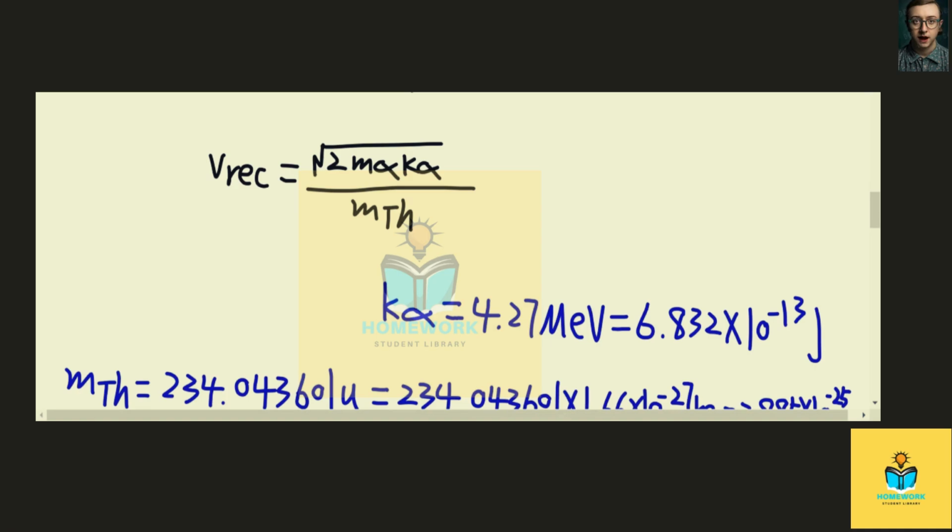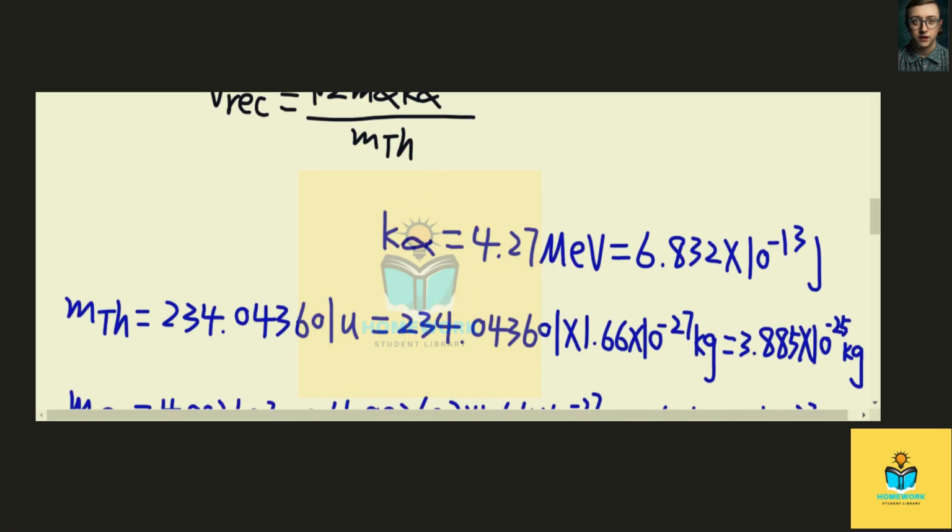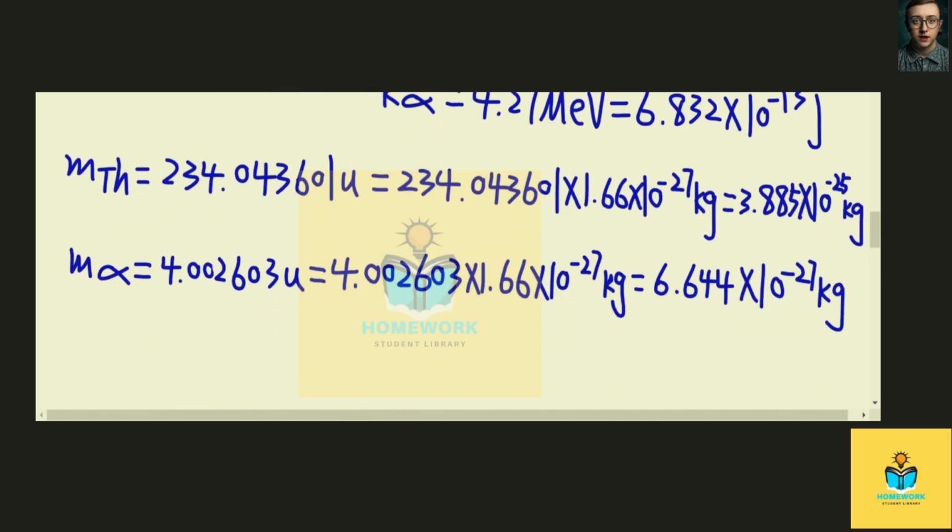The kinetic energy for the alpha particle should be equal to the total energy released, according to the energy conservation law, which is 4.27 MeV. Converted to joules, it's about 6.832 times 10 to the power of negative 13 joule. The mass of the thorium is 234.043601 U, which in kilograms is 3.885 times 10 to the power of negative 25 kilograms. And the mass of the helium in kilograms is 6.644 times 10 to the power of negative 27 kilograms.